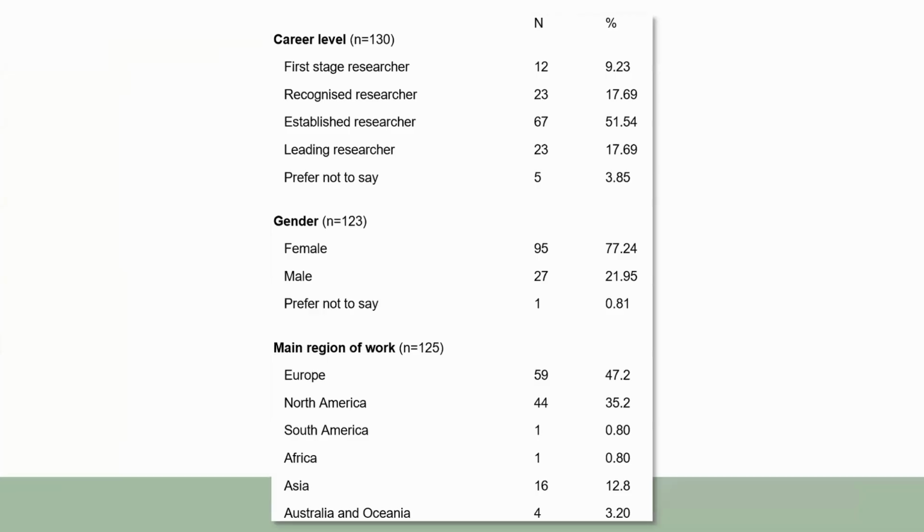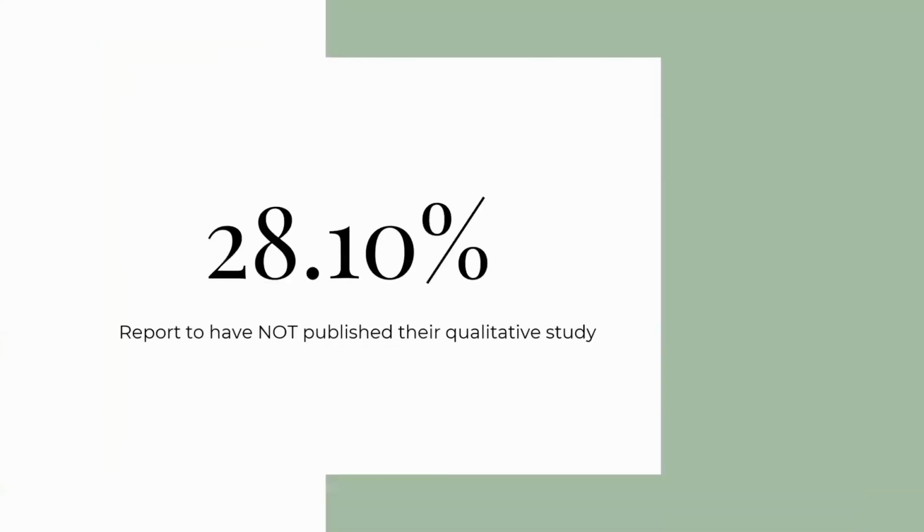The participants, we surveyed 130 researchers, most of which reported to be established researchers, females, and from Europe or North America. Of these participants, around 30% reported that their study had remained unpublished. That was a particular study that we asked them about, and they said 30% had not published that particular study.